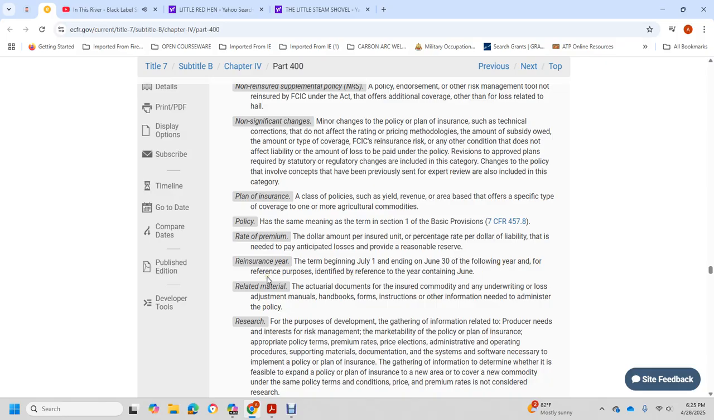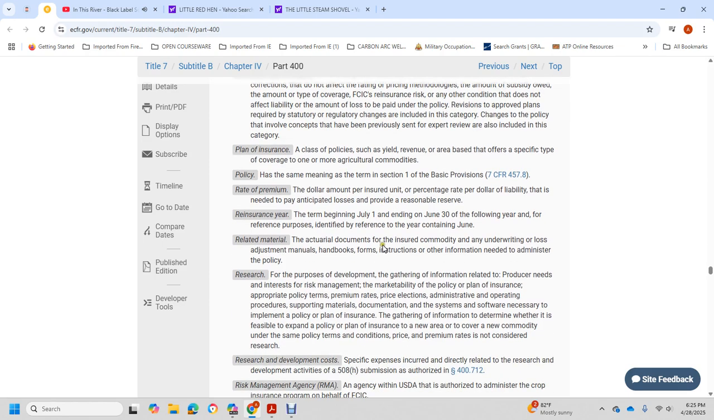Related material: the actual documents for the insurance of the commodity, with the underwriting rules for the adjustment, the name, the handbook, the form, the instructions, and other information needed to demonstrate the policy.